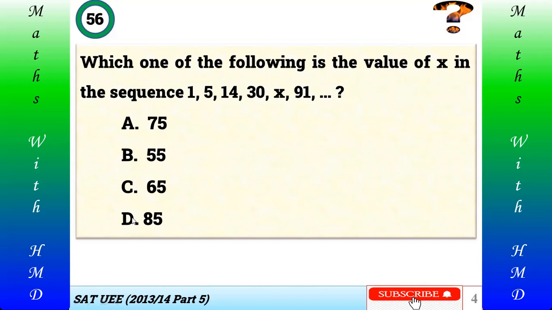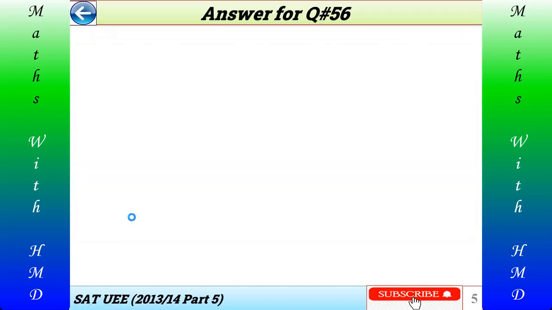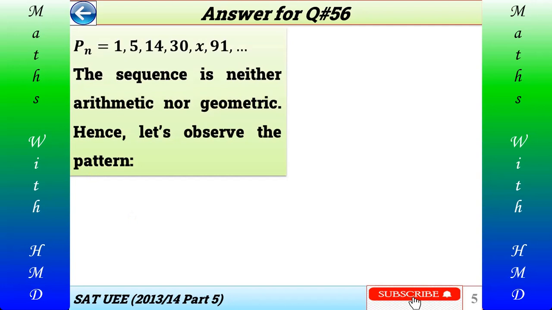As usual, try by yourself first and check your answer with my answer. Let's continue. Here is the answer for question number 56. So now P of n is equal to 1, 5, 14, 30, x, 91, and it goes on. This is the given pattern, or the series.